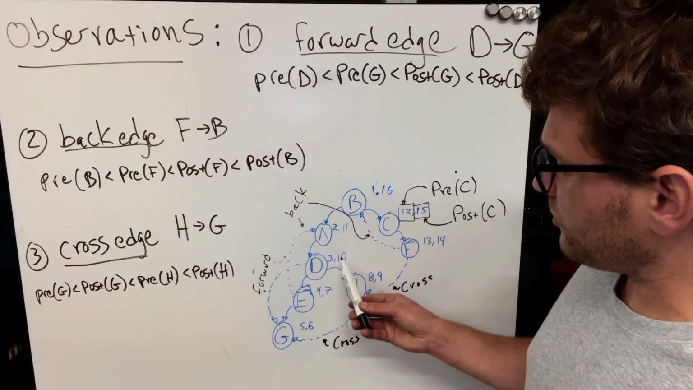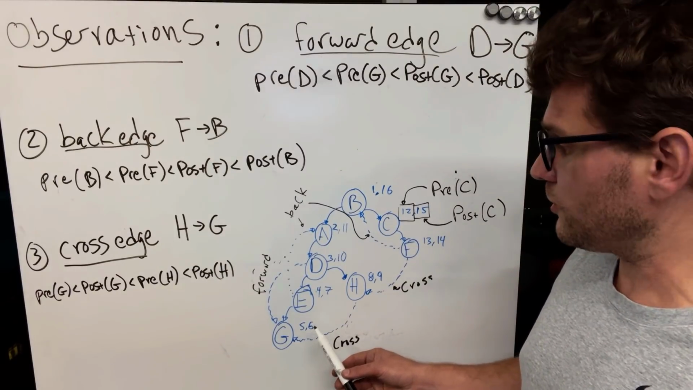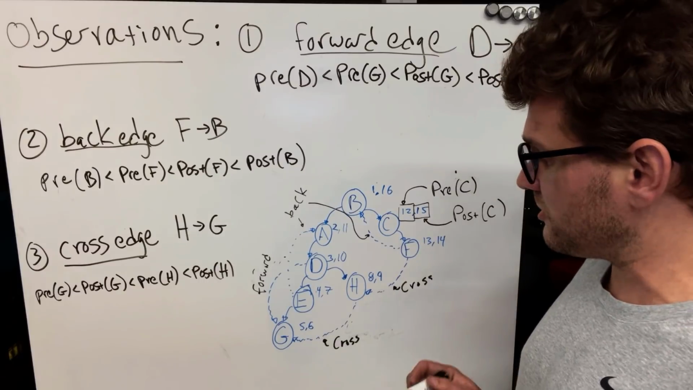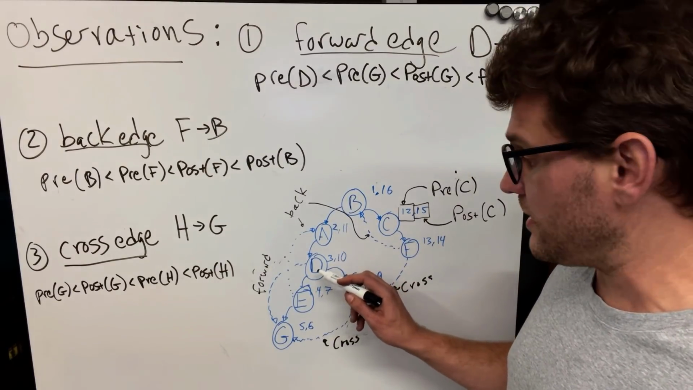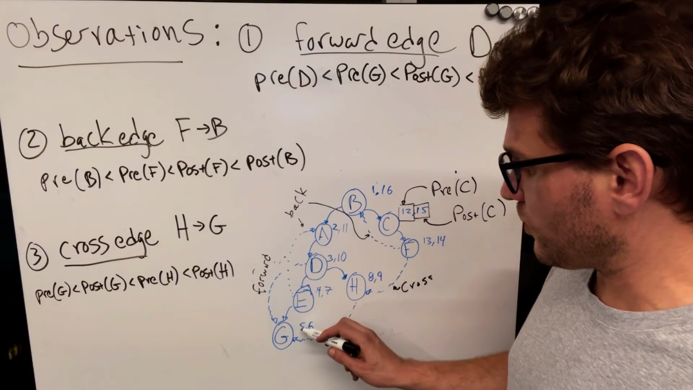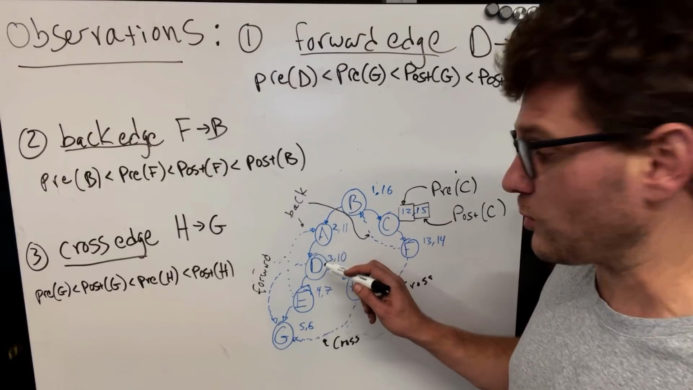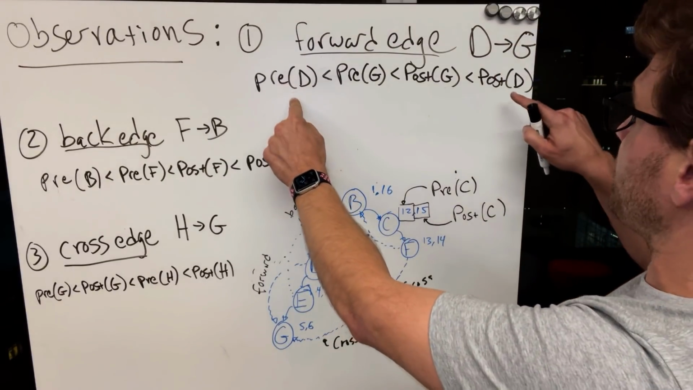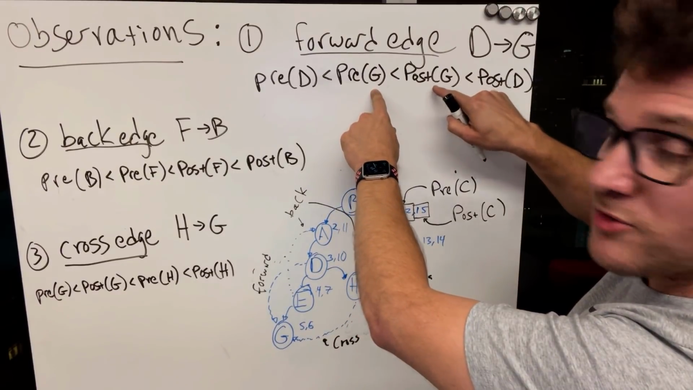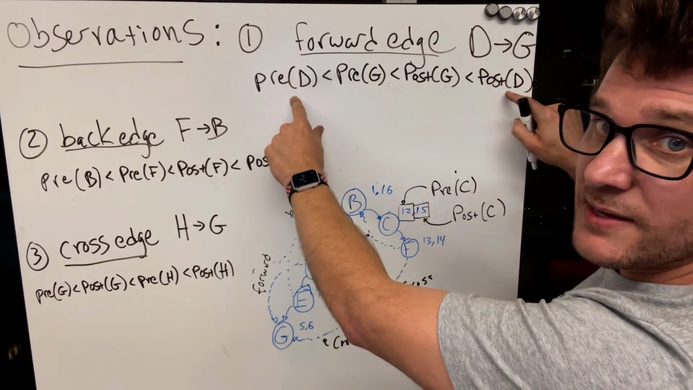The pre and post for D is 3 and 10, and the pre and post for G is 5 and 6. You'll notice that 3 and 10, that segment contains 5 and 6. That shouldn't be surprising because we got to D, we then explored a node and finally got to G, we started exploring G, finished exploring G, and then eventually returned back to finish exploring D. The pre and post of D completely contain the pre and post of G. The pre and post of G are in the interval from the pre and post of D.